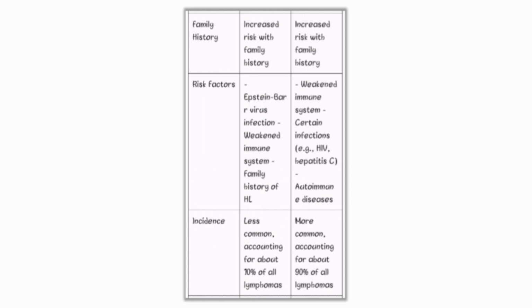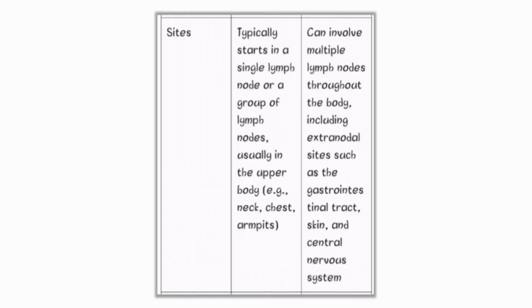Now, risk factors. Hodgkin's lymphoma is associated with factors like Epstein-Barr virus infection and a weakened immune system. On the other hand, non-Hodgkin's lymphoma risk factors include a weakened immune system and certain infections like HIV and hepatitis C. Now, regarding incidence, Hodgkin's lymphoma accounts for about 10% of all lymphomas, while non-Hodgkin's lymphoma is much more common, representing around 90% of the cases. Now, talking of the sites, Hodgkin's lymphoma typically begins in a single lymph node or a group of lymph nodes, mainly in the upper body.